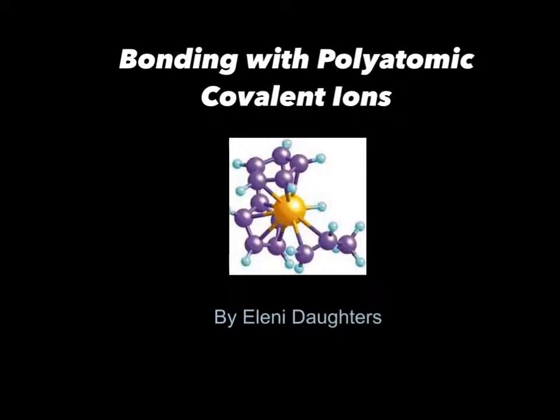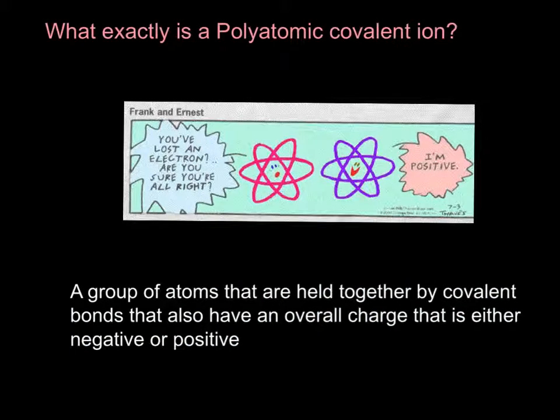This is my presentation on bonding polyatomic covalent ions. A polyatomic covalent ion is a group of atoms that are held together by covalent bonds that also have an overall charge that is either negative or positive. These ions must also follow the rule of octet.